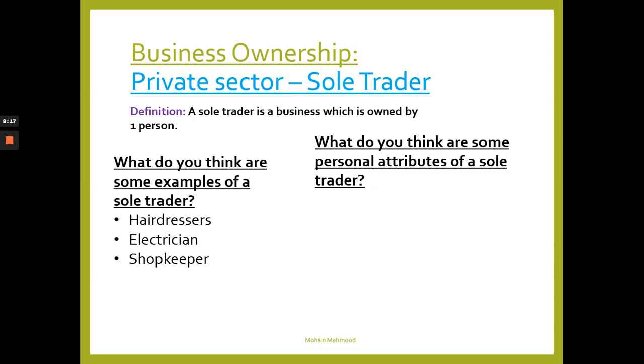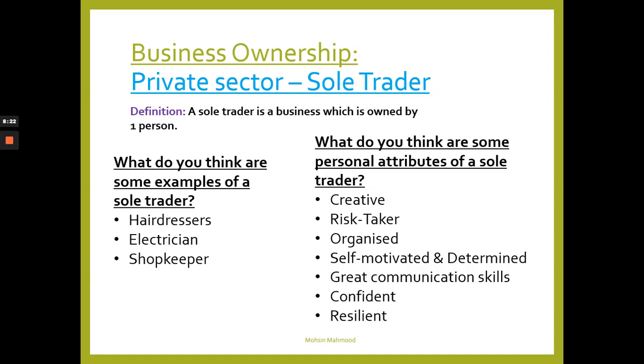Some examples are hairdressers, electrician, shopkeeper, and some examples of personal attributes are being creative. A sole trader or an entrepreneur, as we call it, they have to be creative. They have to be willing to take risks. They may have to leave their previous profession, or invest a lot of personal income into this business. So they have to be a risk taker. They have to be organized. They have to be self-motivated and determined.